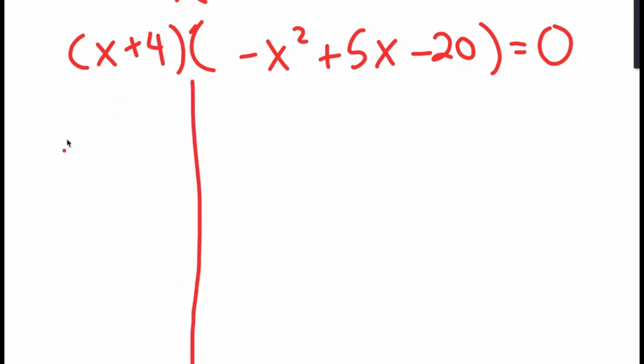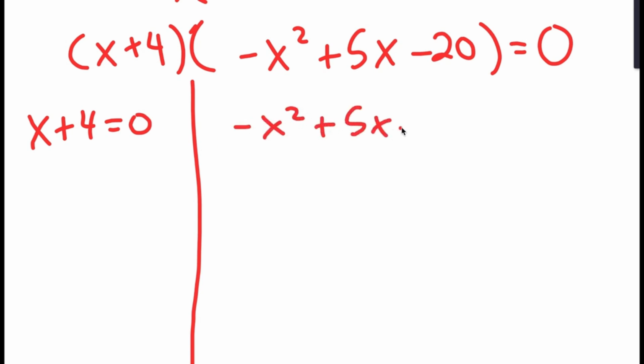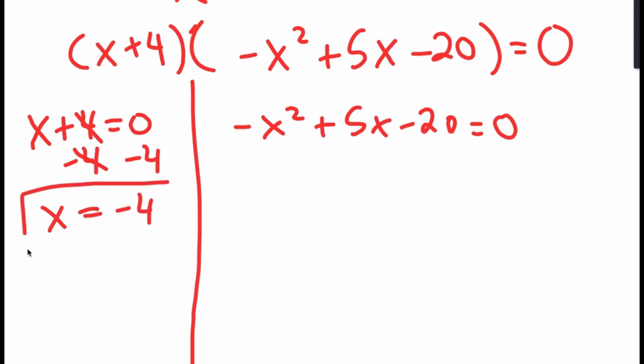So I get two equations from this. I get x plus 4 equals 0, and negative x squared plus 5x minus 20 is equal to 0. So first, for x plus 4 equals 0, all we have to do is subtract 4 on both sides, and we get x is equal to negative 4.